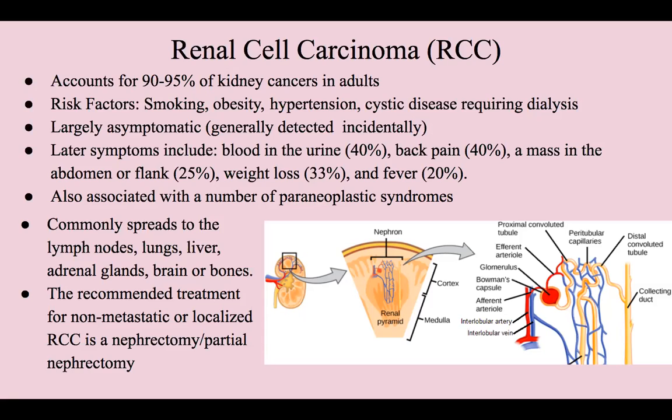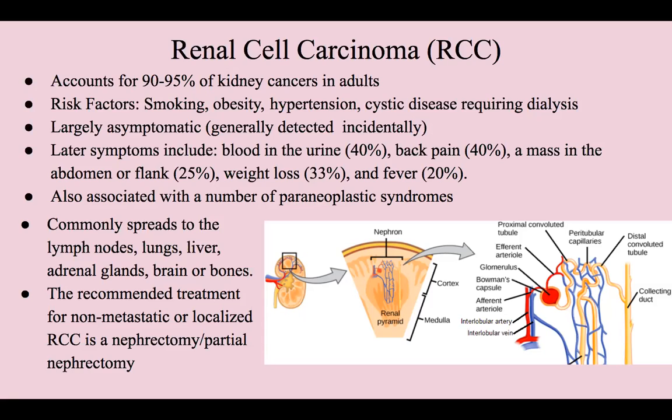Back pain, because the kidneys lie posteriorly, also occurs in 40% of affected persons at the time they first seek medical attention. A mass in the abdomen or flank occurs in 25%, weight loss in 33%, and fever in 20% when they first seek medical attention. When RCC metastasizes, it most commonly spreads to the lymph nodes, lungs, liver, adrenal glands, brain, and/or bones. At diagnosis, 30% of renal cell carcinomas have already spread to the ipsilateral renal vein, and 5 to 10% have already spread to the inferior vena cava.